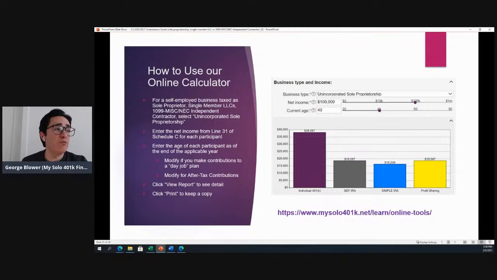You would enter the age of each participant as of the end of the applicable year. Then you would run the calculator. You can view the report to see the detail. You can print it to keep a copy for your records. Now, keep in mind that the calculator is not going to consider somebody who is making contributions to a day job plan, so you would need to modify it accordingly. The calculator is also not telling you how much you can contribute as an after-tax contribution. So again, you would need to modify it accordingly.